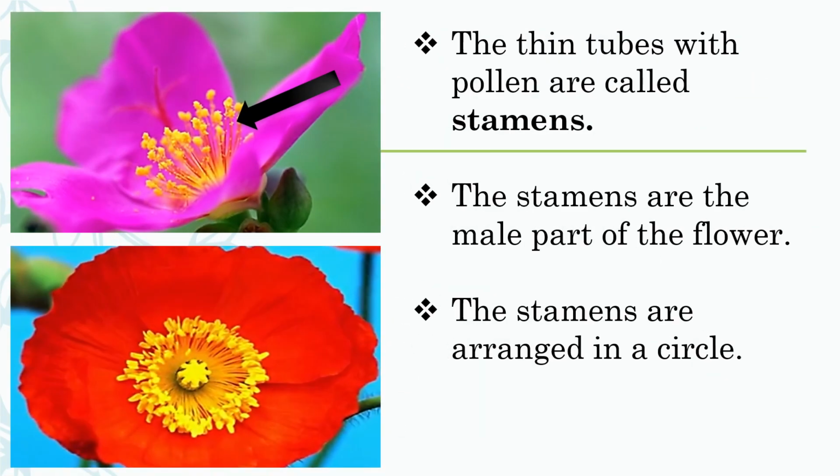Inside the flower, we see a number of thin long tubes with yellow pollen at the tips. Pollens are yellow powder-like substance which is present in the flower. So, these thin tubes with pollen are called stamens. The stamens are the male part of the flower. The stamens are arranged in a circle.